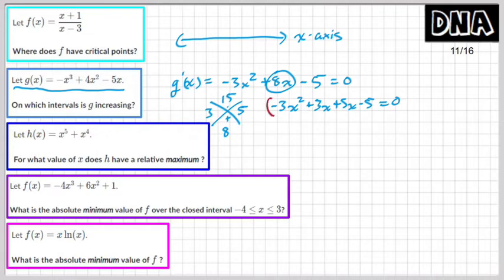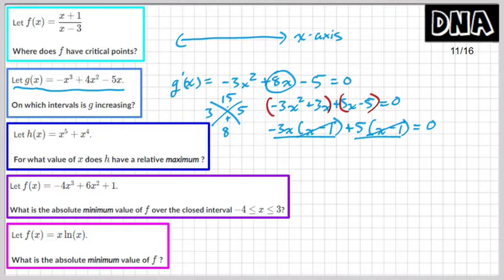When I do that, I group the first two terms, and I group the last two terms, and I take out a common factor. I can take out negative 3x from this one, and then I get x minus 1. And over here, I can take out the greatest common factor, which is positive 5, and I get x minus 1. And that's exactly what we wanted. We wanted a common factor that we could take out of both of those terms. That's this term and this term. And we can take out an x minus 1. After we take out the x minus 1, we're left with negative 3x plus 5.